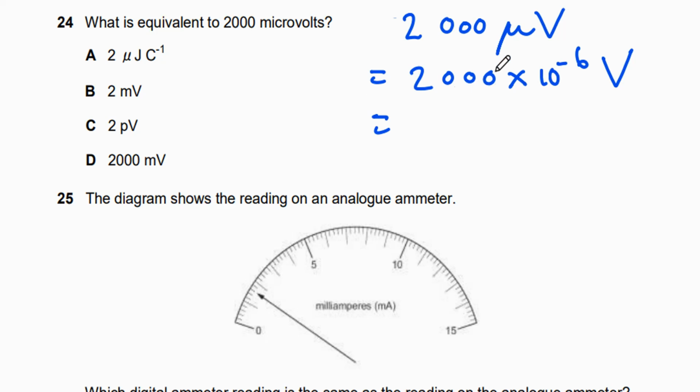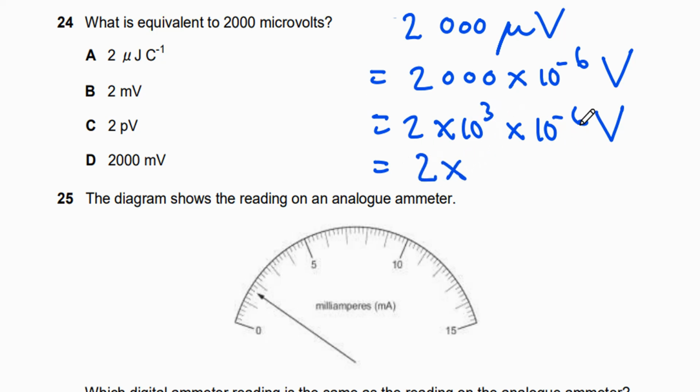We can use powers of 10 here for the 2000. It's 2 times 10 cubed. We can use the laws of exponents and add the powers of 10. So 3 plus negative 6 is negative 3. So 2000 microvolts or mu volts is the same as 2 times 10 to the negative 3 volts. And we know that 10 to the negative 3 is milli. So this is 2 millivolts. And the answer is B.